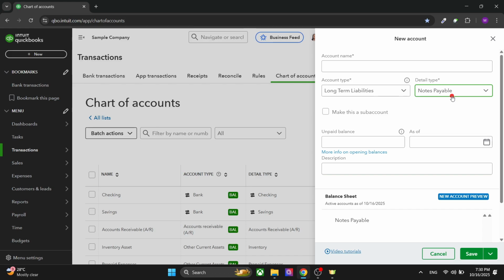So the use case for this will be equipment financing, business expansion loans, commercial vehicle loans, working capital loans from banks, and so on. The next detail type is the other long term liabilities, and this is the miscellaneous drawer for long term debts that don't fit into specific categories. It's any money you owe long term that isn't a formal loan or note. If I were to give you a real world example, let's say you negotiated 6 months of free rent, but you'll need to pay it back through higher rent in the next 2 to 5 years. You can add that right here.